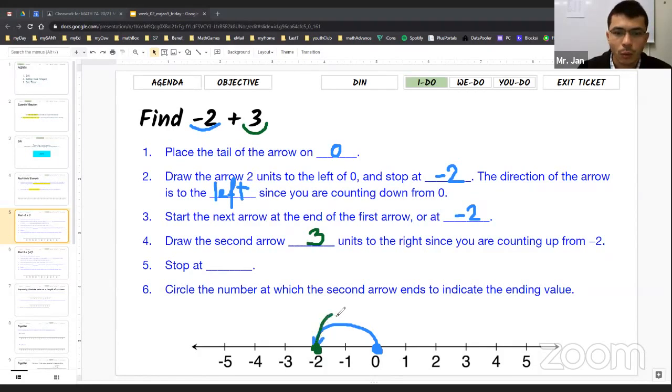So 1, 2, is this a 3? Yep. Okay, I tried to use my visuals. So this is your final destination. Stop at 1 and circle the number. I did it. The second arrow ends to indicate the ending value. So the result of this addition, if you add -2 with 3, you end up with 1.